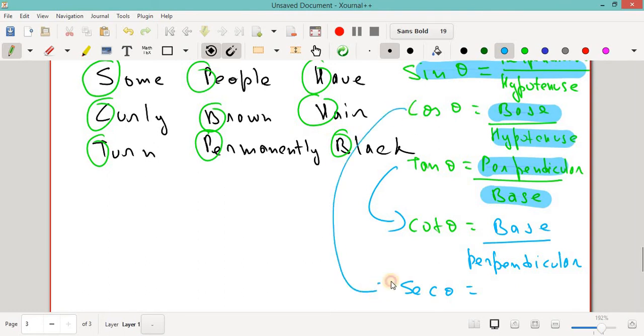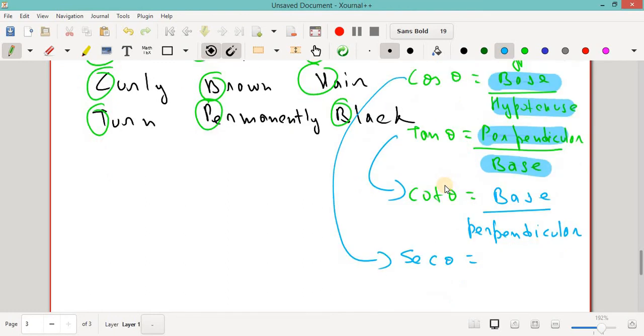Remember this thing. These two are, you can say, brothers. We have to just reciprocal, or we have to just change the formula. So what is sec theta? It is nothing but 1 by cos theta. We are going to write what? Hypotenuse by base. Now what is the next thing?